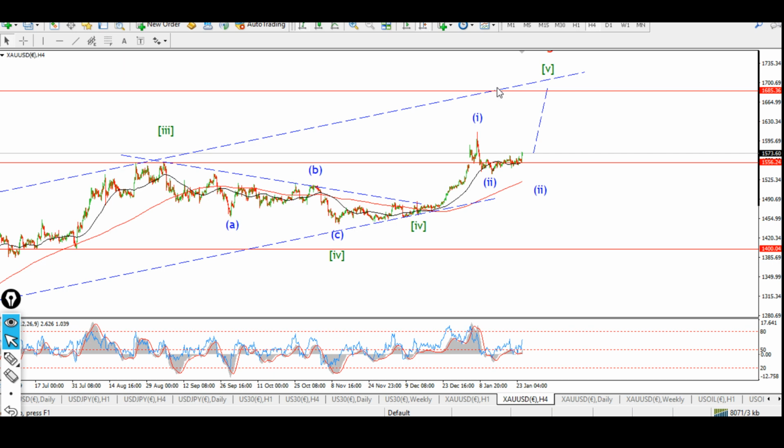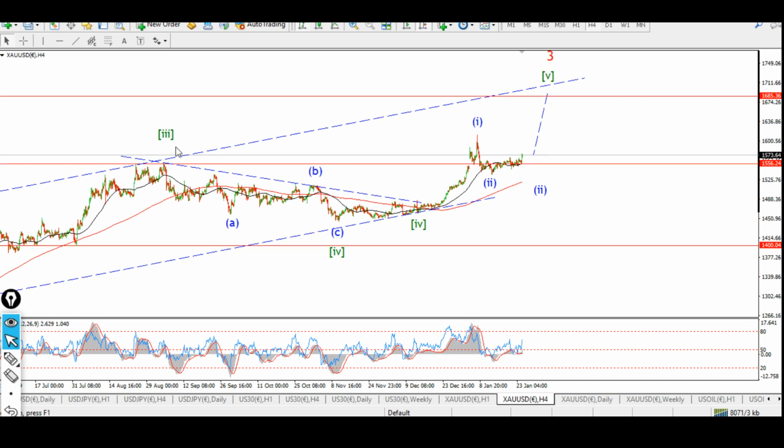If this trend channel was filled in wave 5, we'd be looking somewhere up around 1700 for wave 5 of wave 3. And then we'd look for a correction again in wave 4 red. So I'm still looking to the upside, with the idea that we are building a larger fifth wave out of the recent correction. Okay, let's get into the hourly chart here.